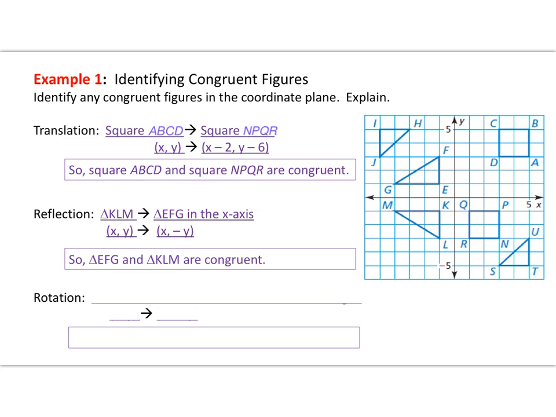All right, next let's consider a rotation. So it looks like the remaining figures, HIJ and STU, are a rotation of each other. So triangle STU is a 180-degree rotation of triangle HIJ about the origin. So we can follow the rule of both the x and y coordinates being opposite. So our explanation is that triangle HIJ and triangle STU are congruent.